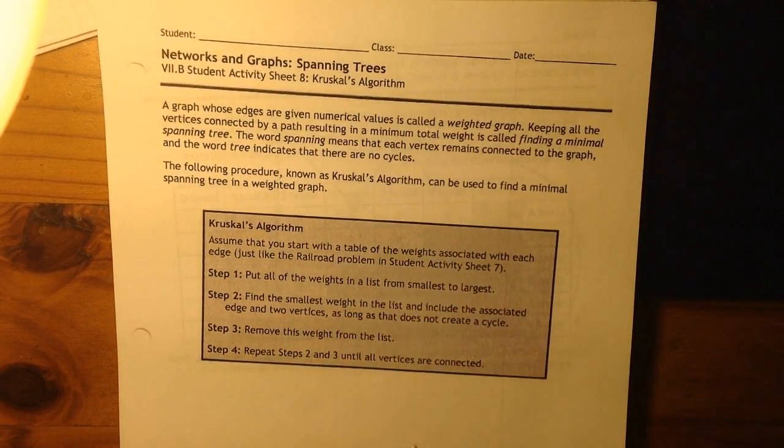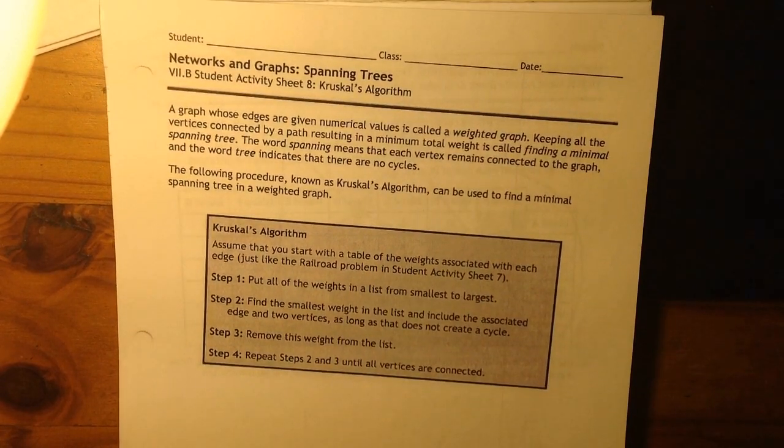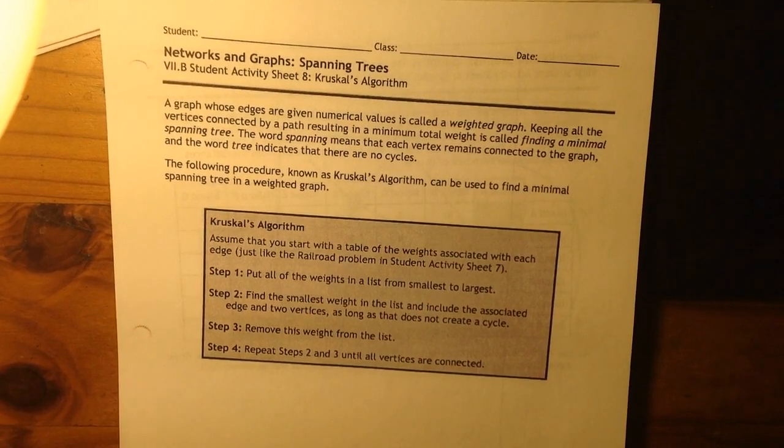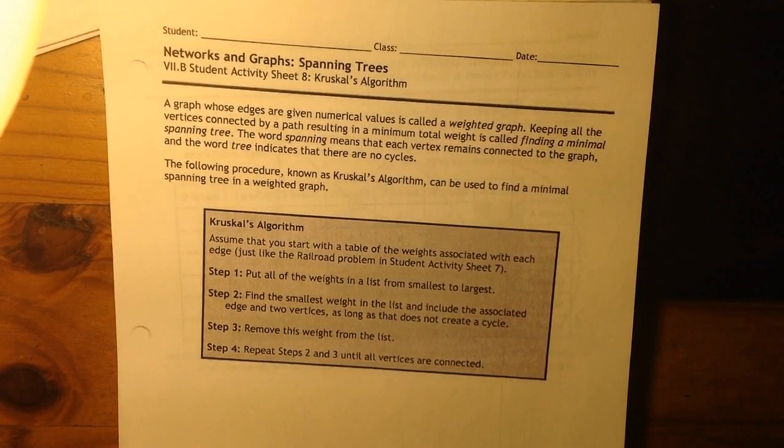Remember, a cycle is where you can make a path that goes through different vertices and ends up back at the same vertex where you started. The following procedure, known as Kruskal's algorithm, can be used to find a minimal spanning tree in a weighted graph. So here's the algorithm. It's just a series of steps.